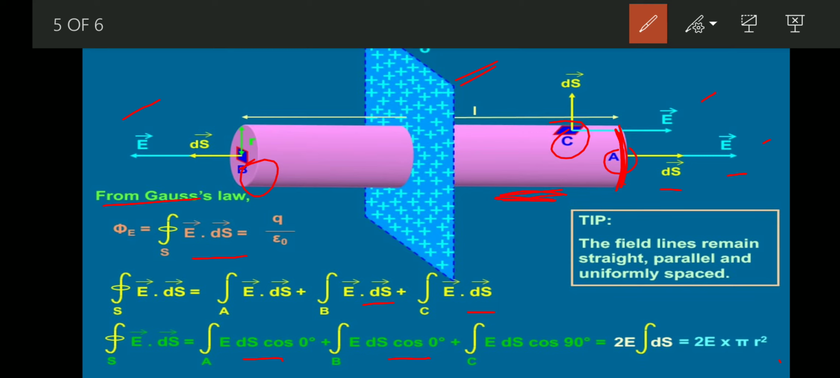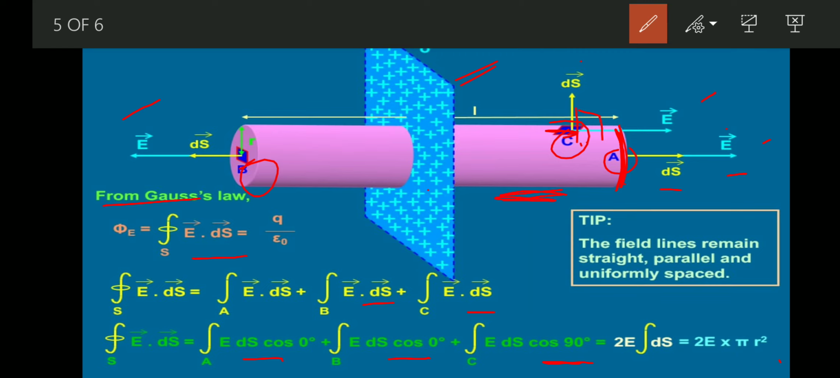Now look at the third, curved surface of this cylinder, that is point C. E is perpendicularly outward for this plane sheet, and for this curved surface, the direction of the area vector will be perpendicularly outward, and hence the angle is 90 degrees. Therefore we have 90 degrees over here. Now this gets cancelled because cos 90 is 0, so it will be 0. So we will have the electric field because of A and B, that will be 2E, and we will integrate it over the surface area, that is ds.